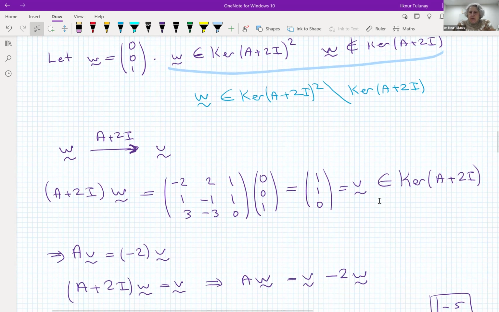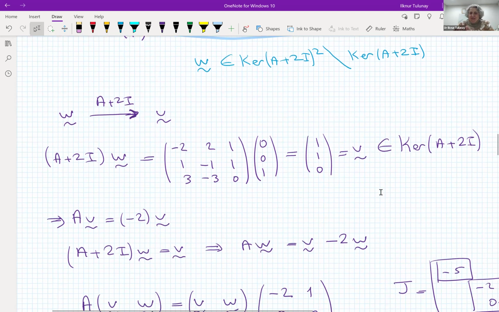Why are we doing it? It will all make sense soon. Be patient. Okay, what does this mean? This means that we found (A plus 2I)W is in V. And we also know that V is in this space, which means that A times V is equal to minus 2 times V, because V is in the kernel. V is the eigenvector of minus 2. This is what it means. So V is an element here, meaning AV is equal to minus 2V, because V is an eigenvector of the eigenvalue minus 2.